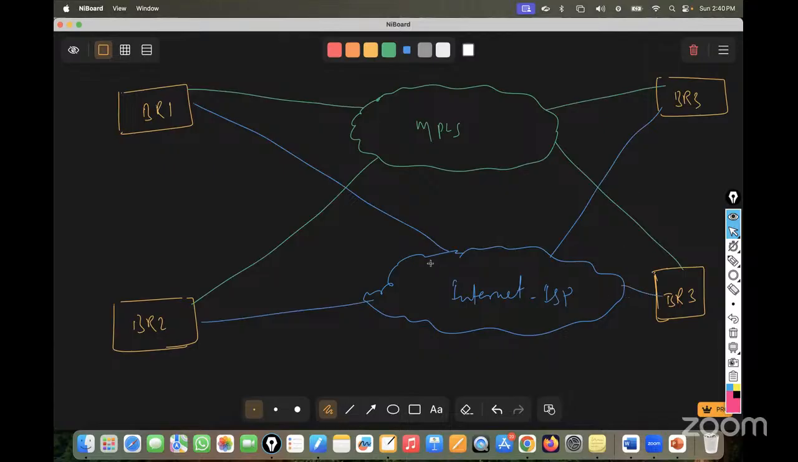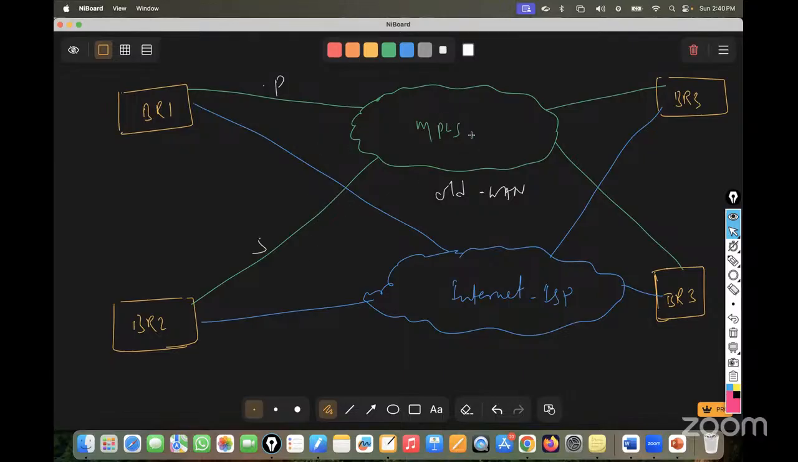This is my old WAN design, where dual-homed circuits are going to be terminated on the routers. Here my primary circuit is this one, secondary is this one. This is all my primary, this is my secondary. So if the primary goes down, the secondary is going to take over as a failover.